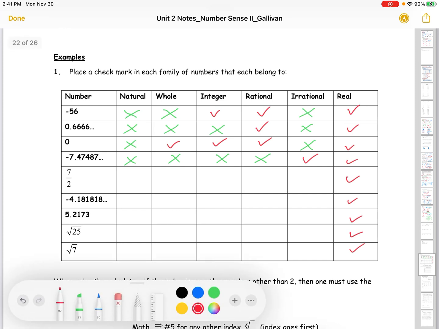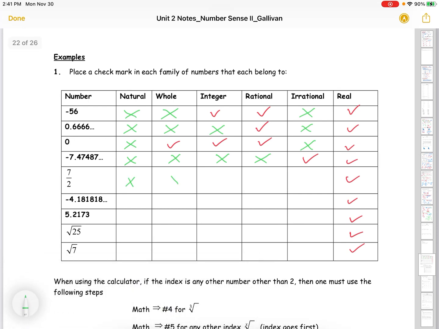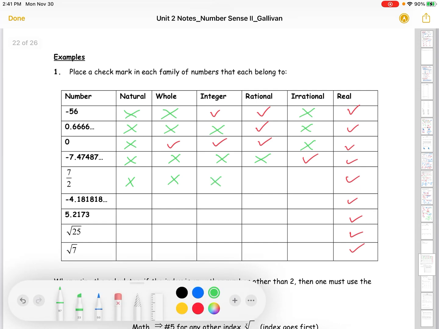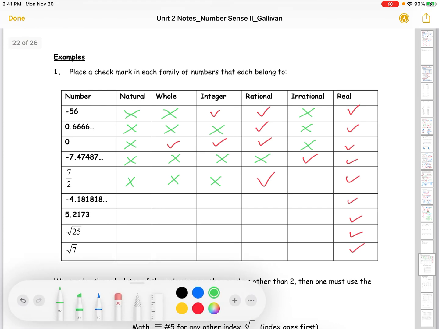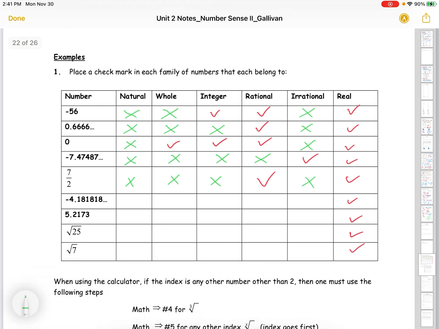Okay? Next one is our fraction, 7/2. It's a fraction, so it's not natural, not whole, not an integer. We can write it as a fraction, so it would be a rational number. Therefore, it is not irrational. It cannot be both rational and irrational.